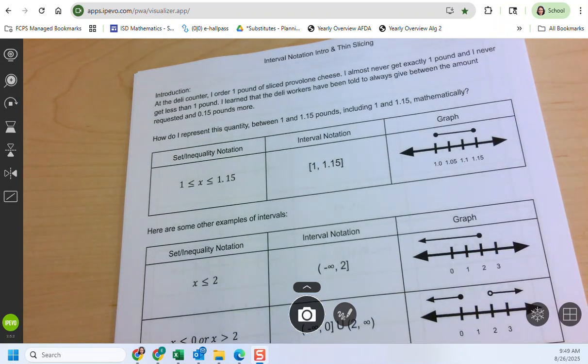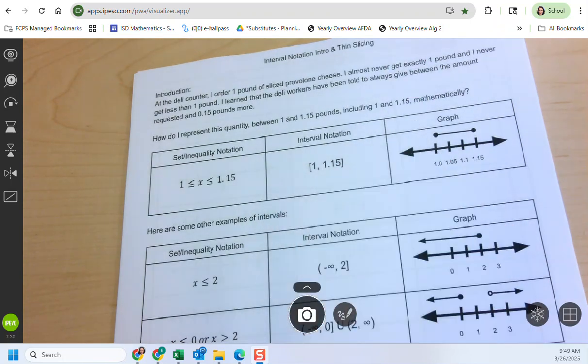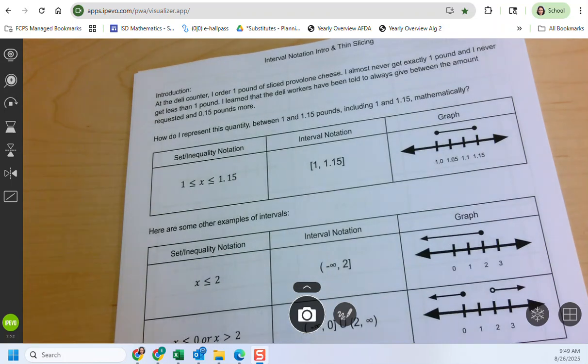So at the deli counter, I order 1 pound of sliced provolone cheese. I almost never get exactly 1 pound. One time it landed on 1.00, and do you know what they did? They added more. And I was like, what are you doing? You got it exactly right. But he said it's because the paper weighs something, so you didn't actually get a pound of provolone. I was like, he messed it up.